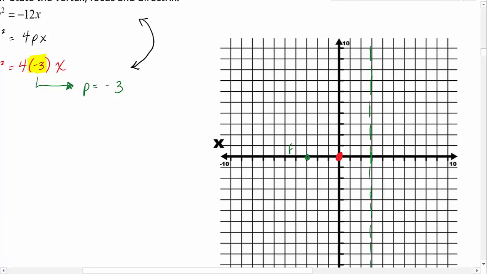So 2p is going to be 6. I guess I'm doing the absolute value of p there. So 2 times 3 gives me 6, so we're going to go 6 up and 6 down. That makes the entire latus rectum 12, which is our absolute value of 4p, and now I have the 3 points necessary to draw in my parabola. Parabola in red.